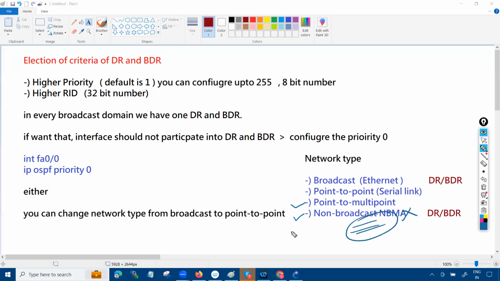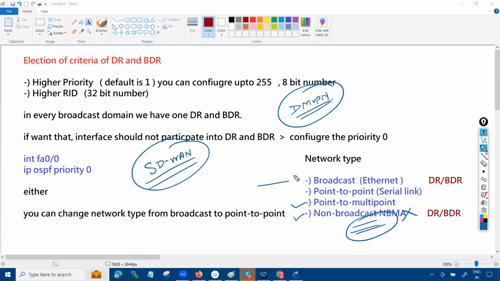So it's very old technology, no need for it. The point-to-multipoint you will see when you have a DMVPN scenario. But if I talk about the newer technology coming in the market right now, SD-WAN, from an SD-WAN technology perspective, we only have broadcast and point-to-point. That's all. Only two types of network we have, right?